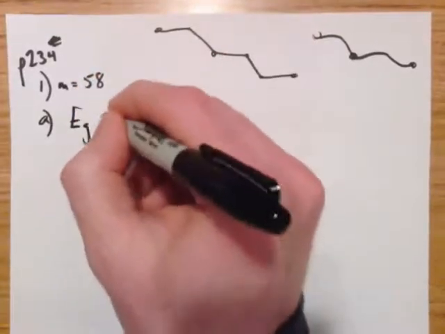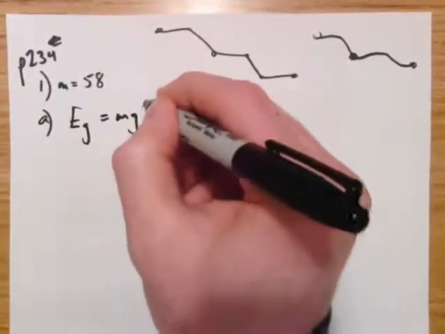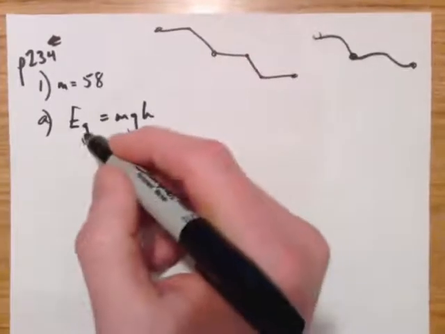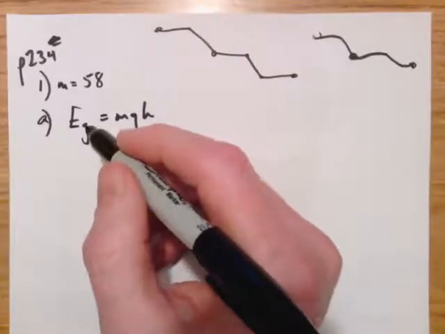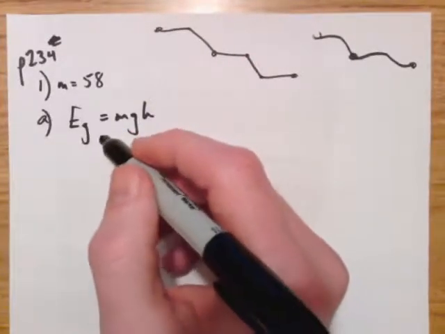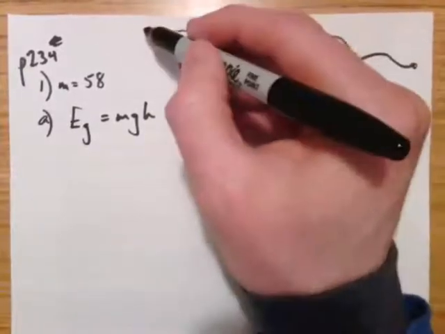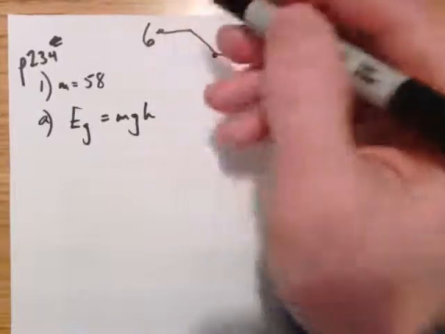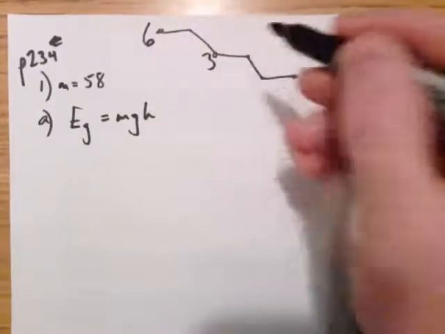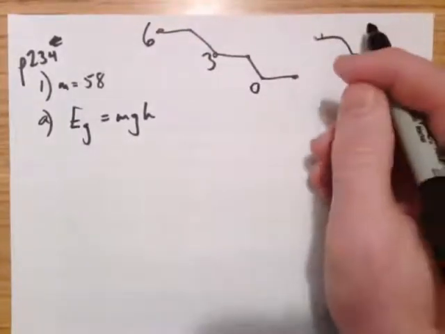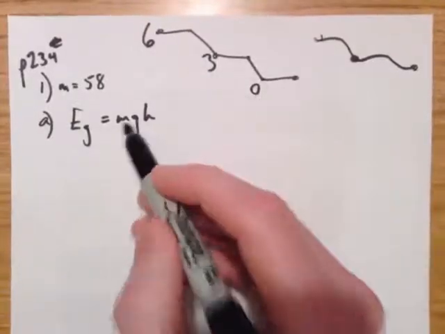Okay, A. It says calculate the person's gravitational potential energy. Remember, EG equals MGH. Calculate the person's gravitational potential energy at the top of the stairs, on the landing, and at ground level. So at 6 meters, at 3 meters, and at 0. All you're doing is punching these numbers into here.